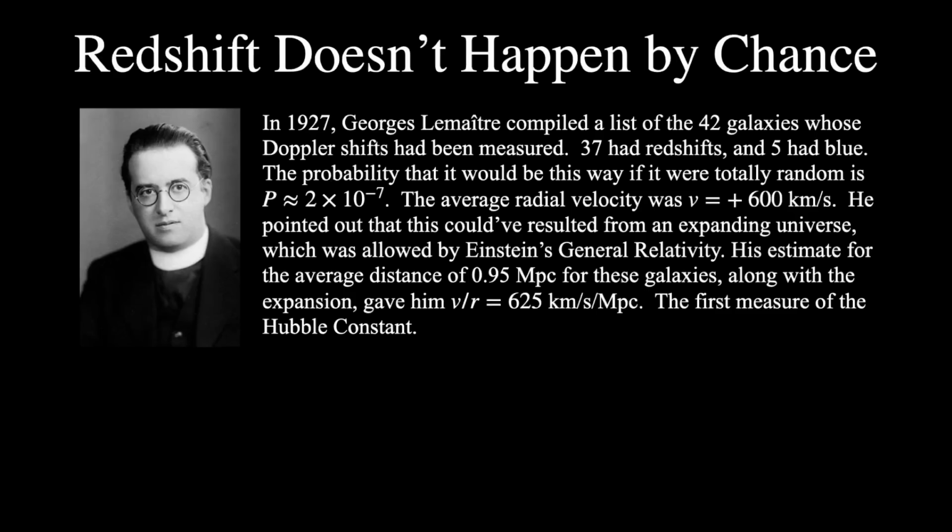And let's just see how probable that is by chance, because if you took a random sample of the sky, say 42 galaxies, and if it was totally random, you might expect half to be coming towards us and half to be going away from us. But if it's completely randomly distributed velocities, and 37 of them had redshifts and 5 had blue, let's just take this like we had 42 coin tosses. What are the chances that if you flipped a coin 42 times, 37 times it would come up heads and 5 times tails?